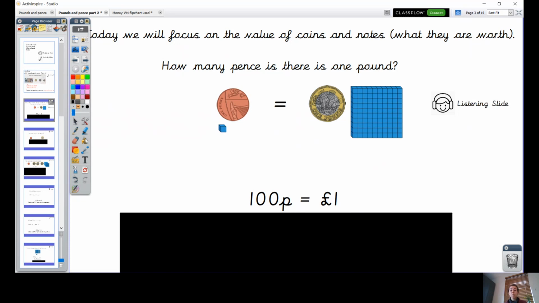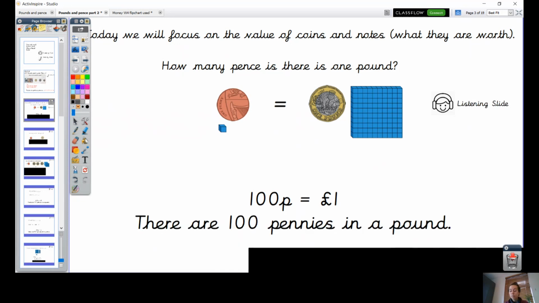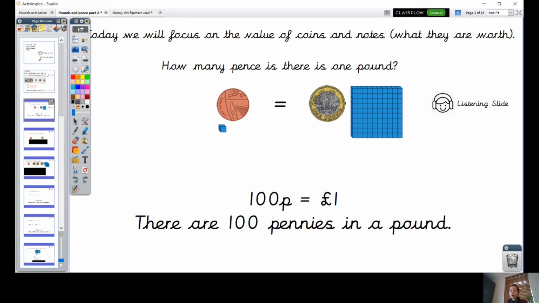I want you to say that, me first, then you. 100 pence is the same as £1. You say it. We could say, there are 100 pennies in a pound. You say it. Okay, that's going to be really important to remember today. That's going to really help us with our maths. So if you want to come back to this slide at any point in this video, please do that.